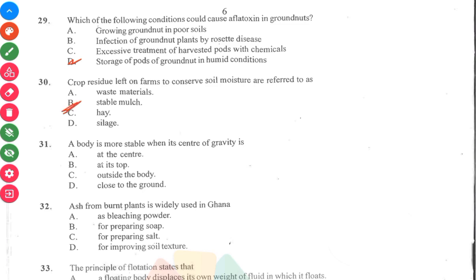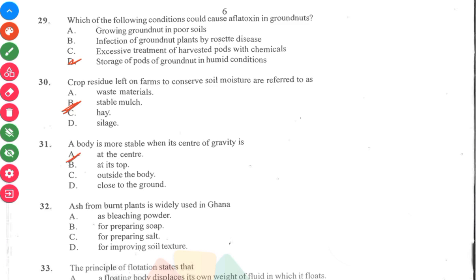Stable mulch. Question 31. A body is more stable when its center of gravity is A. At the center, B. At its top, C. Outside the body, D. Close to the ground. The answer is D, close to the ground.